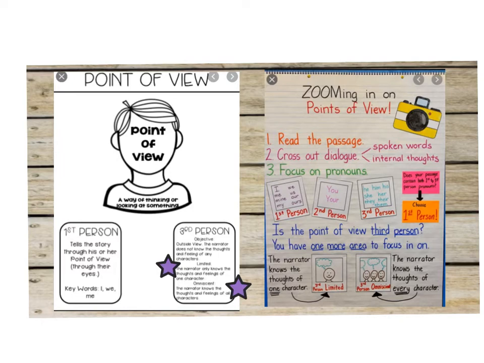and if we accidentally look inside that dialogue, we will miss it every time. And then after we've crossed out the dialogue in our mind, then we focus on those pronouns, and if we decide it's third person, then we have to think about, is it limited or is it omniscient? And your independent practice today is going to ask you a lot about limited and omniscient.